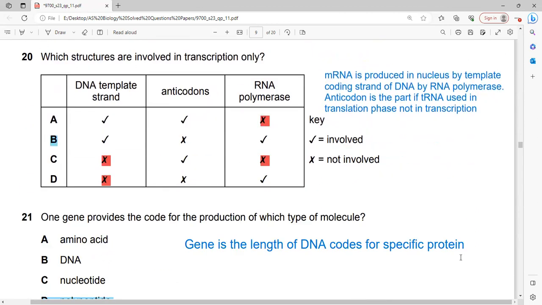Which structures are involved in transcription only? Now, in transcription, DNA provides the template strand, so that's involved. What about RNA polymerase? The enzyme transcribes the DNA into messenger RNA, so that's involved in transcription. What about the anticodon as part of transfer RNA? That is involved in the translation process, the translation of the protein. So B is our correct option here.